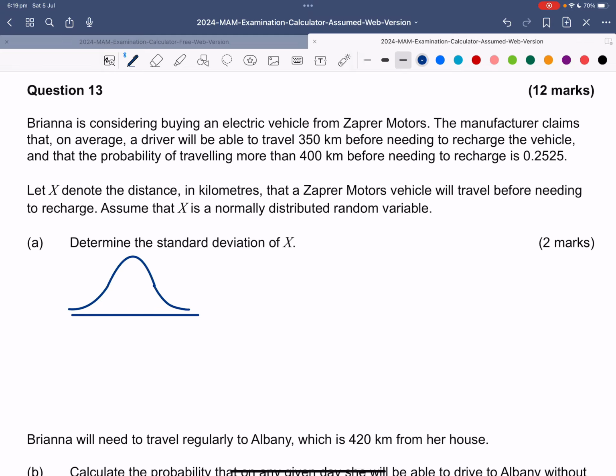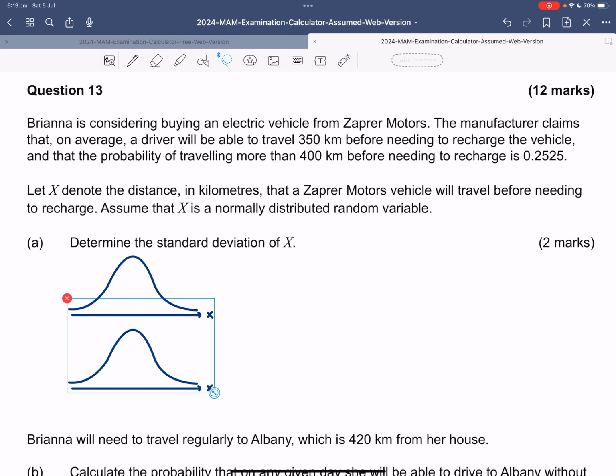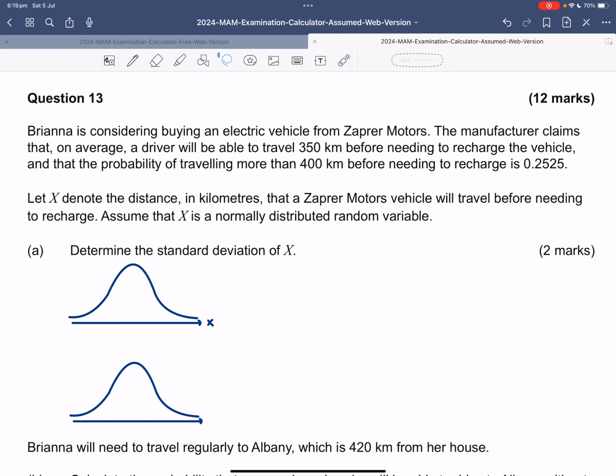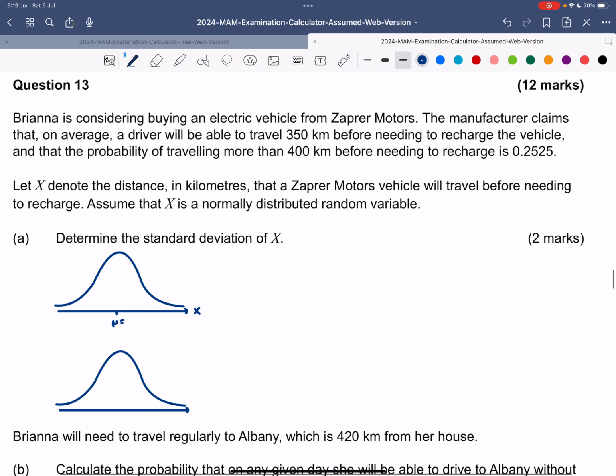So we have some normal distribution that looks like this. X is the actual number of kilometers traveled. And since the standard deviation is missing, do you guys realize that they don't tell you the standard deviation? So we use z-scores. We know the mean is, on average, a driver will be able to travel 350 kilometers. So the mean is 350. Standard deviation is unknown.